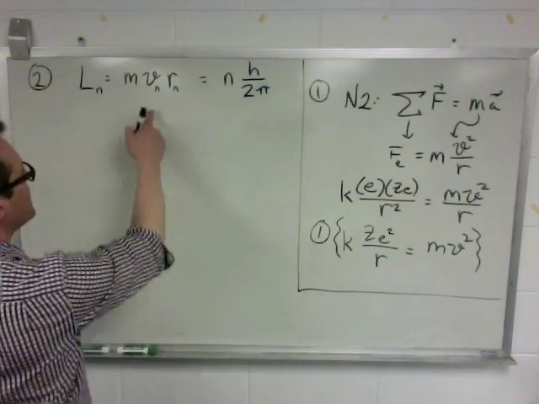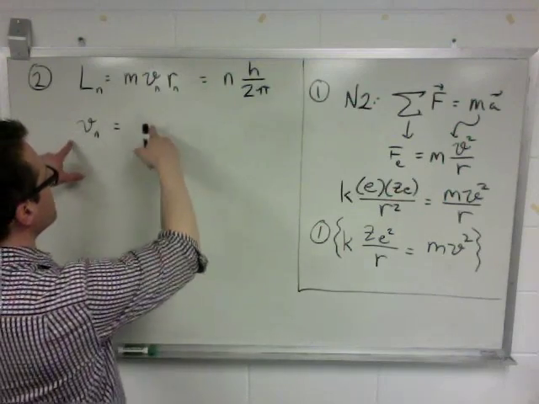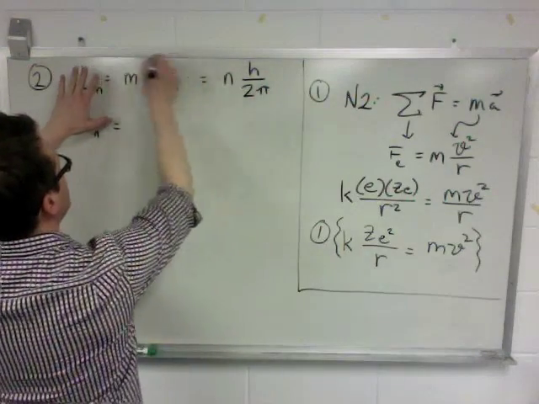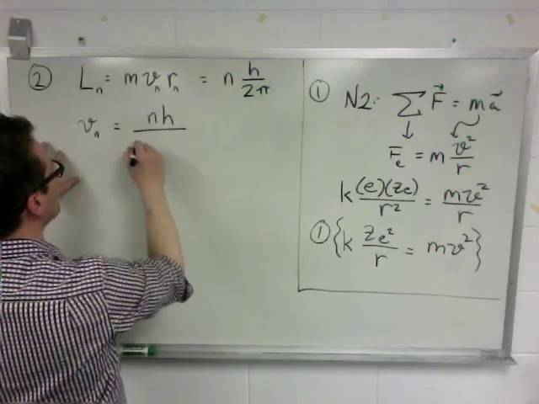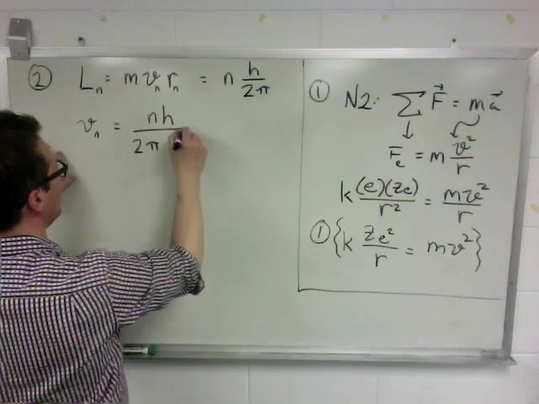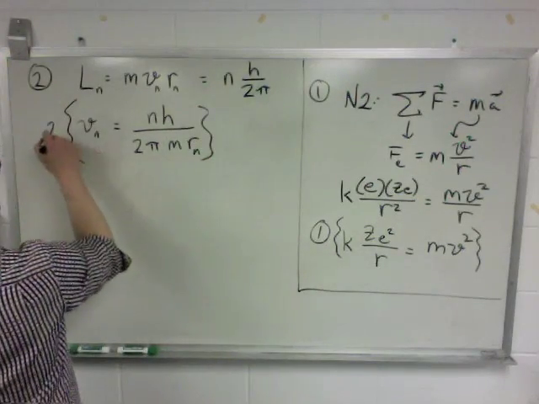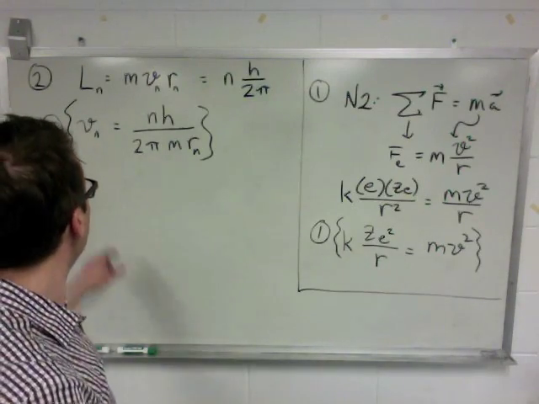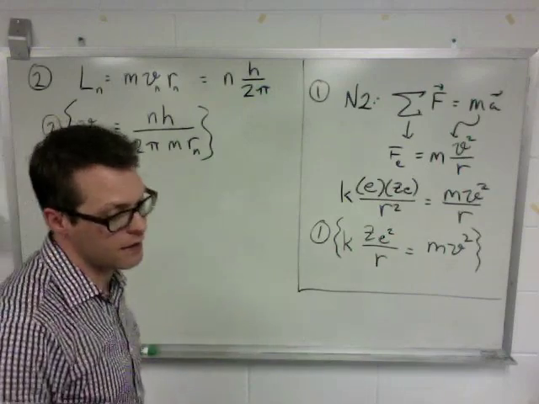Okay. So if I solve this equation for V sub n, I get n h over 2 pi m times R sub n. So here's another simple relation. I'll call this equation 2. Here's another simple equation that relates V sub n and R sub n.